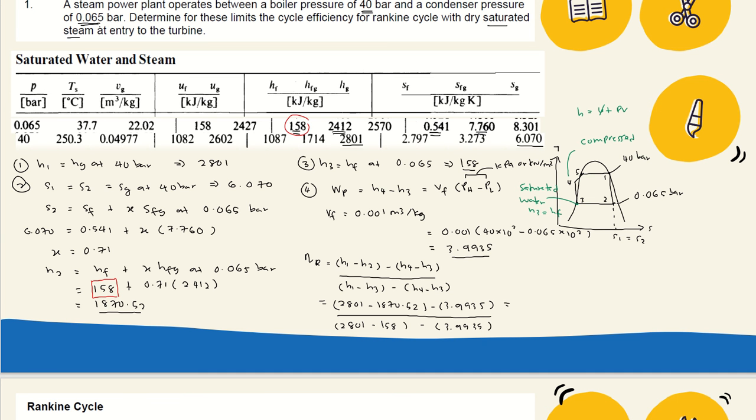So you will get 0.35. Then don't forget to times with 100. So the answer is 35%.